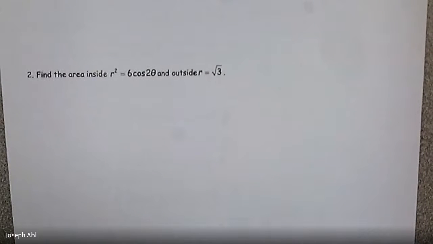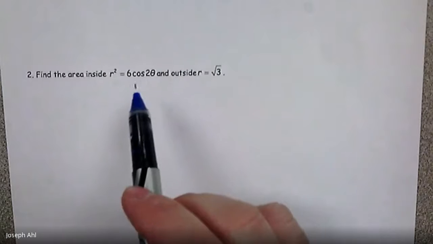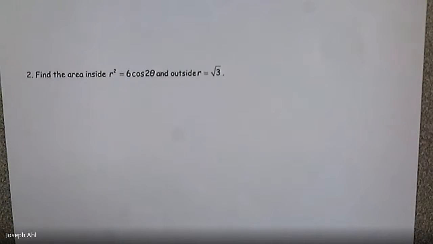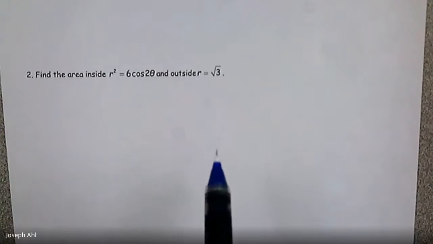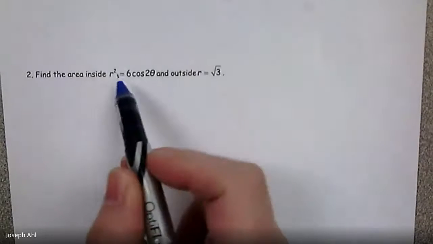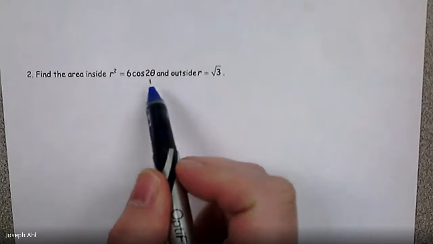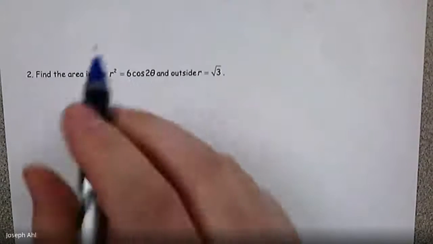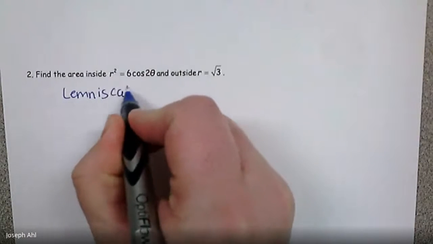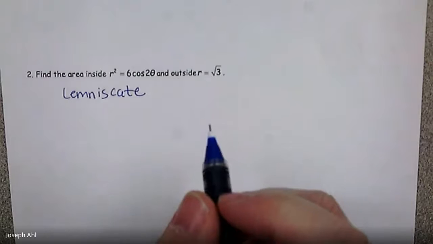It says find the area inside of r squared equals 6 cos 2 theta and outside r equals radical 3. The reason I want to do this one with you is I want you to hopefully recall what r squared equals 6 cos 2 theta looks like. When you have an equation of this form, where it's r squared and cosine of a double angle, this winds up looking like what's called a lemniscate. And a lemniscate has a figure 8 shape to it.